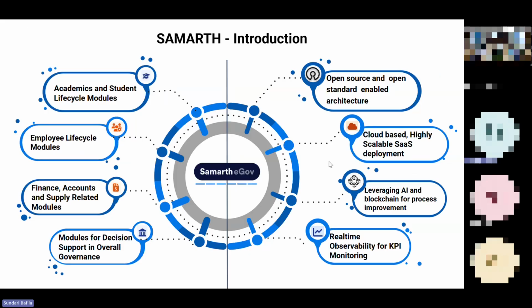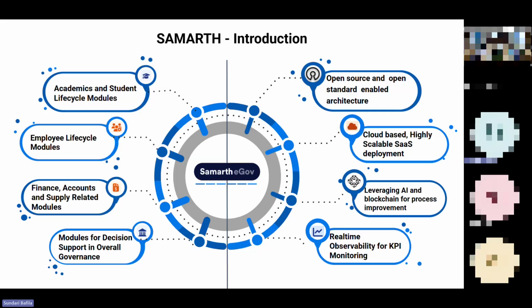The next slide is about the modules. Samarth currently offers 40 plus modules, which are broadly categorized into four major domains. The first domain covers academic and student life cycle. The second focuses on the employee life cycle. The third includes finances, accounts and supply related modules. And the fourth one is the governance related modules that support universities in decision making and overall institutional governance.